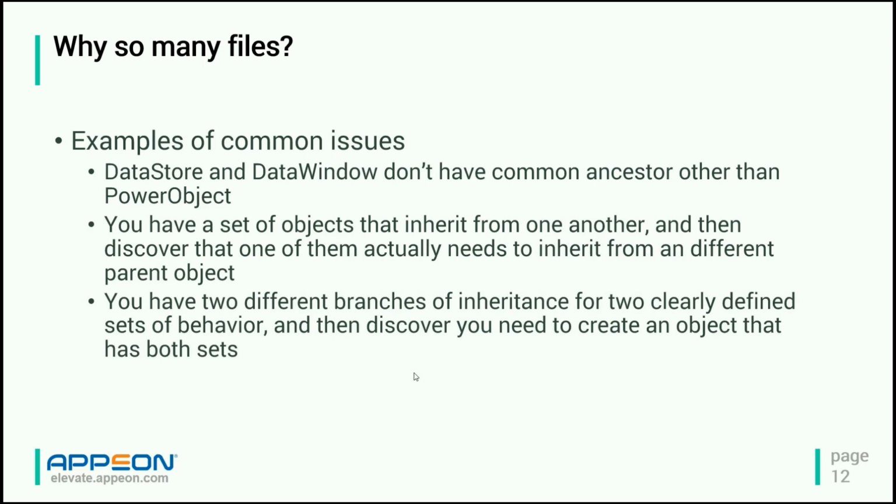Or you create a set of objects and you have a couple different inherited branches. Let's say one's called A and one's called B, and everything's working fine until you get this object C. And this object C that you need to create, it turns out it needs to have behaviors of both A and B. Well, what do you do? Because you can't inherit from both branches. You can only inherit from one of them. So the inheritance model that PowerBuilder implements doesn't necessarily lend itself to dealing with those sorts of issues.